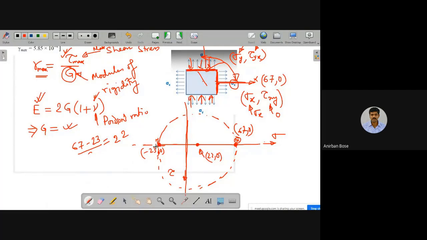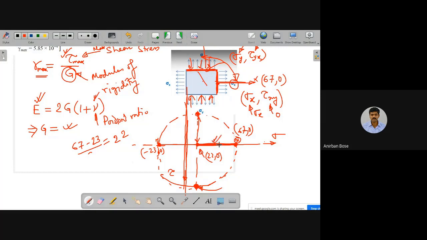Now we can see from this diagram where the shear is maximum. If this axis is the shear axis, then the maximum will definitely take place at this location, either this point or this point, because the y-axis is the shear axis. So the maximum value is this, and that is nothing but the radius of the circle. You can see the radius of the circle is just the midpoint, that means this length.